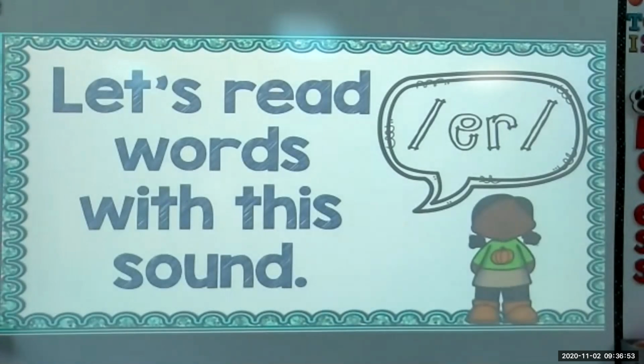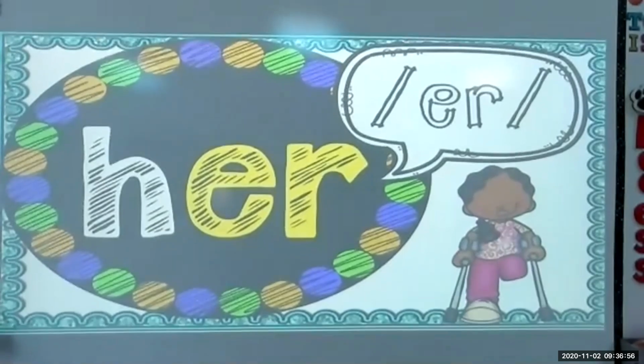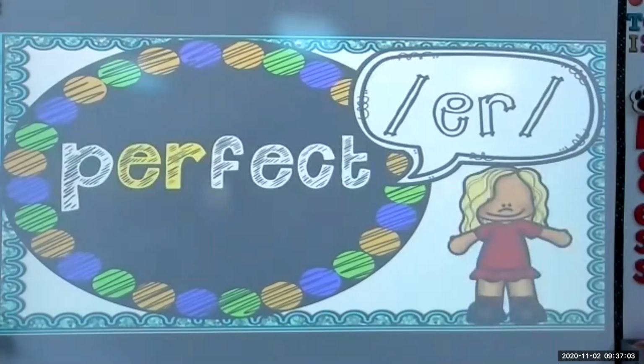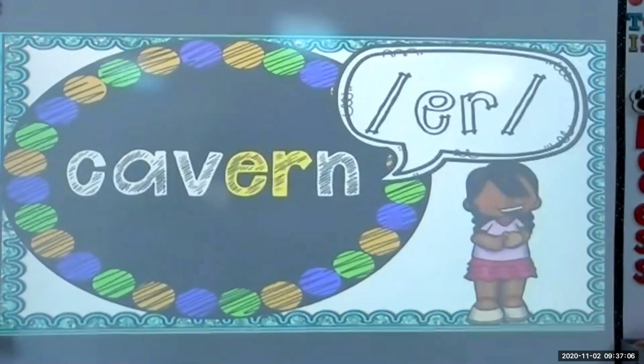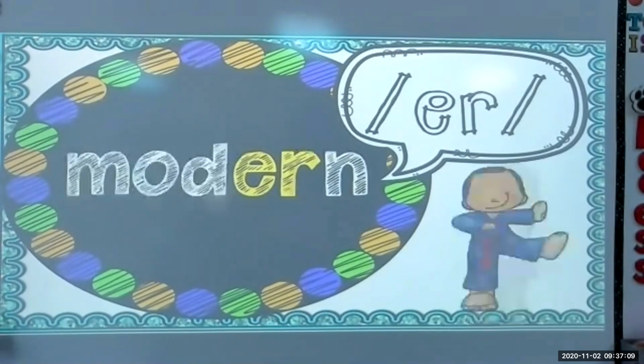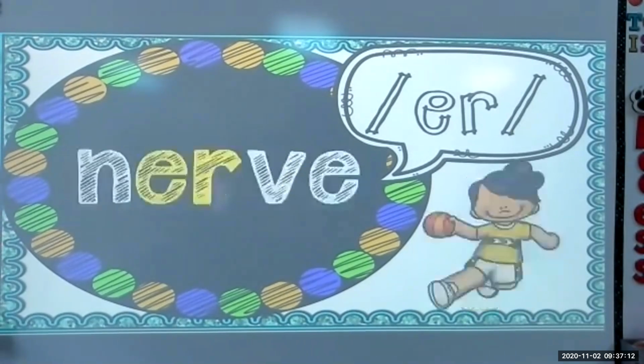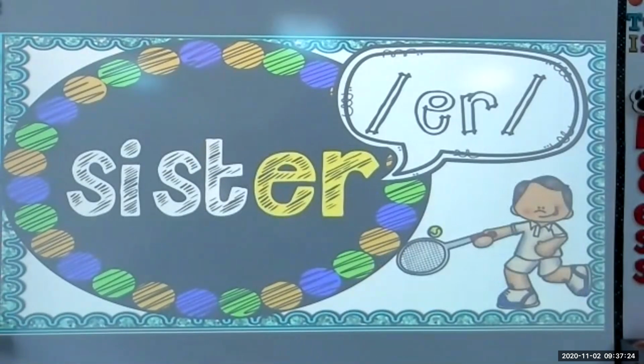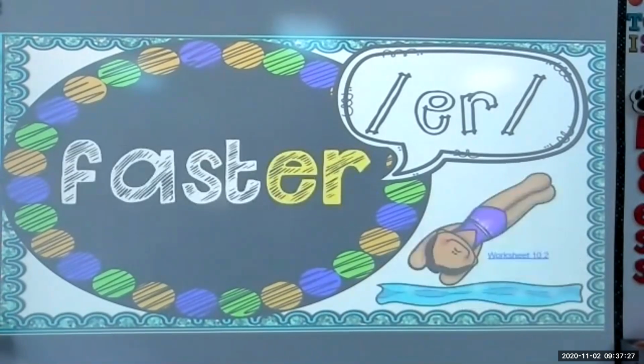So let's read some of these words together. We have the word her, verb, term, perfect, cavern, modern, nerve, verse, sister, number, faster. Good.